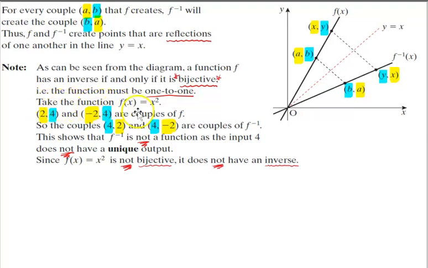So take the function f of x equals x squared. So our typical U-shaped graph. (2, 4) and (-2, 4) are couples of f, the function. So f of x equals x squared.